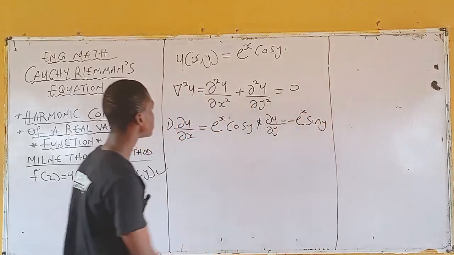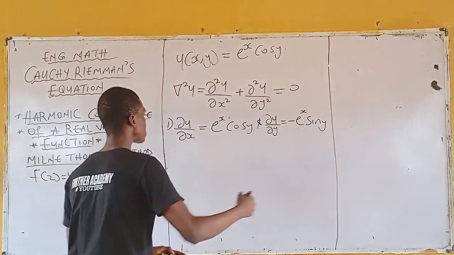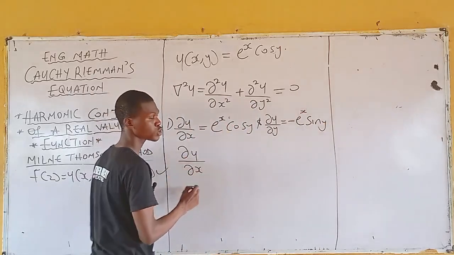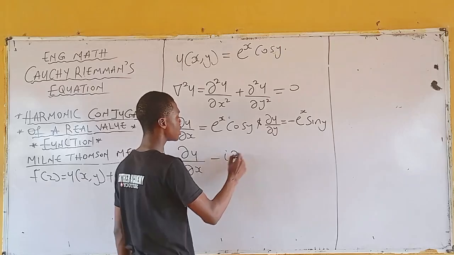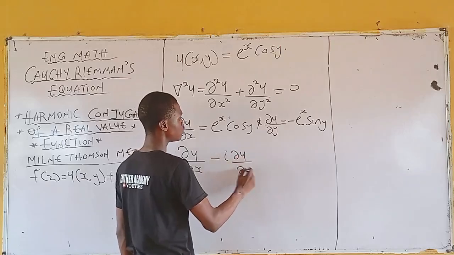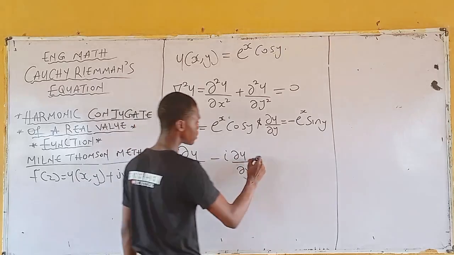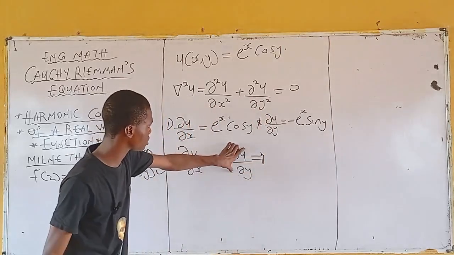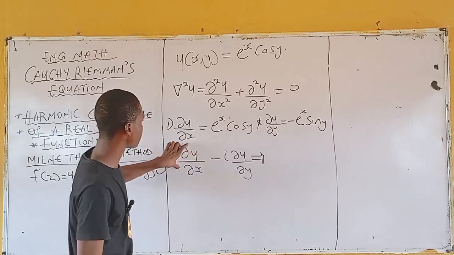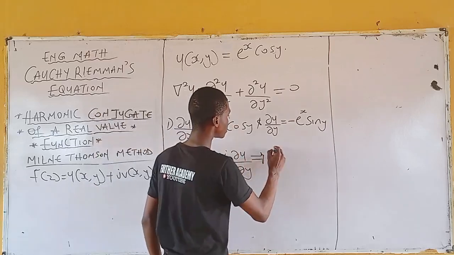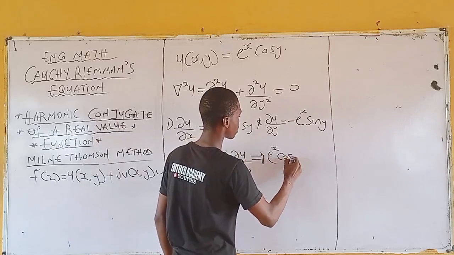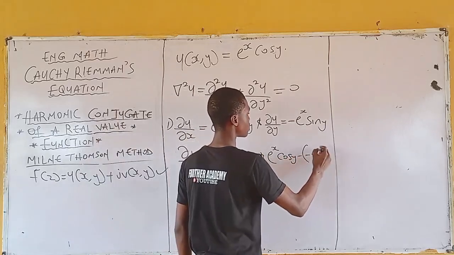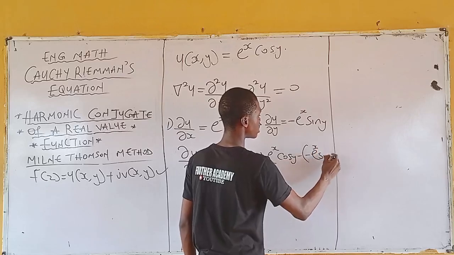Now, this is just your first step. Step 2 says to compute the partial derivative of u with respect to x minus i multiplying the partial derivative of u with respect to y. And this implies substituting the values. What's the expression? For this, I'm having exponential raised to the power of x cos y minus, all in brackets, minus exponential raised to the power of x sin y.